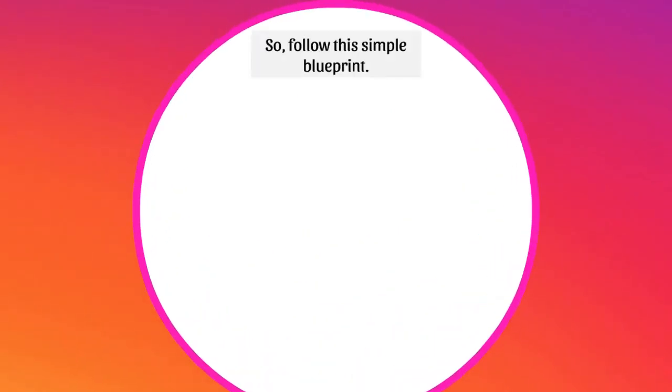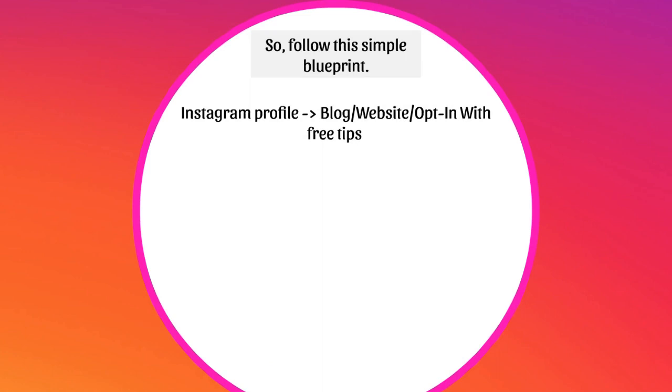So here's a basic blueprint that you can follow. From the Instagram profile, I recommend that you direct them to either a blog, your website, or an opt-in with free tips. So you're still trying to build their trust. It's still semi-cold traffic. If you send them to a blog with more content, more free information, then that's going to gain their trust. They're more likely to want more, right? Or if you're a brand, you can send them directly to your website and they can buy the products. But at the end of the day, you can use that.